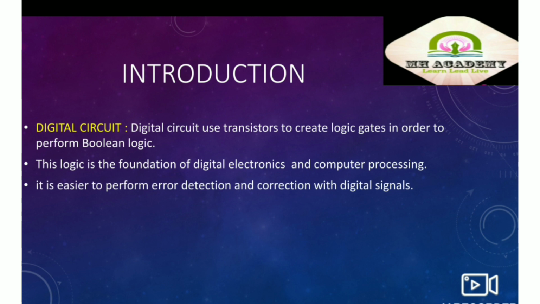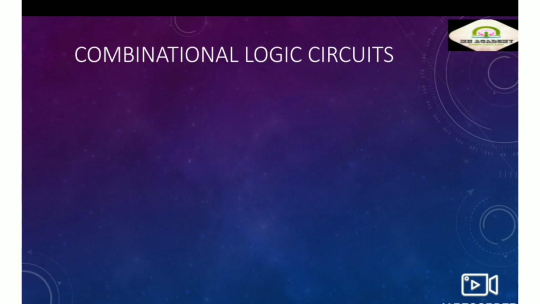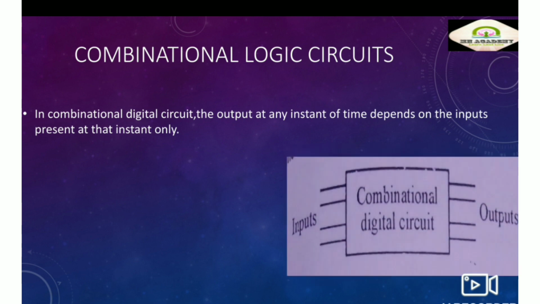Digital circuits are classified into two types, that is combinational logic circuit and sequential logic circuit. So let's know about combinational logic circuit. In a combinational logic circuit, the output at any instant of time depends on the input present at that instant only. In this combinational circuit, we can see the output depends on the inputs which are present at that instant only.